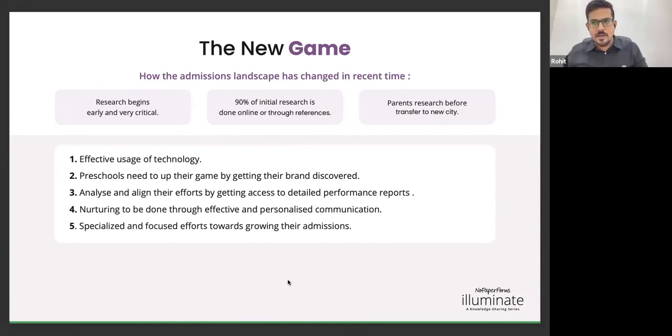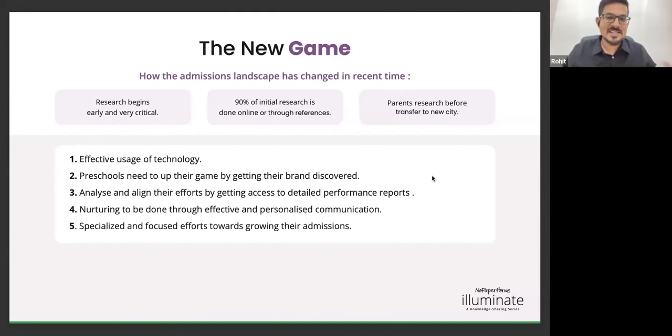See, today a lot of people are open to the use of technology when it comes to acquiring knowledge. The first thing we do when we want to learn about something is go online, Google it, and learn about it. So the research is very, very early, and it is very critical. If a parent wants his or her child to get admitted, the parent is doing the research long back, because he or she has the ability to do it. The knowledge is available very easily online. So it becomes early, and that's why it is very important to get hold of that kind of person at the very beginning of your admission cycle. 90% of the initial research is done online or through references.